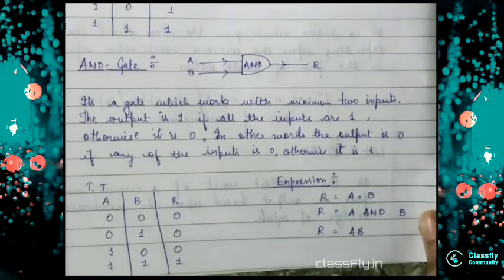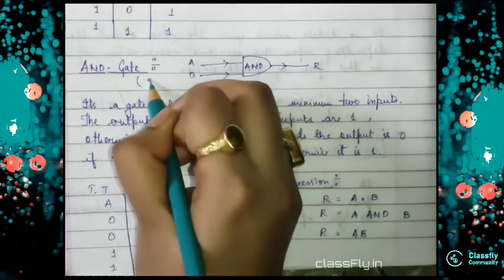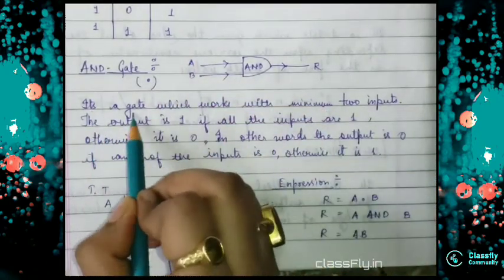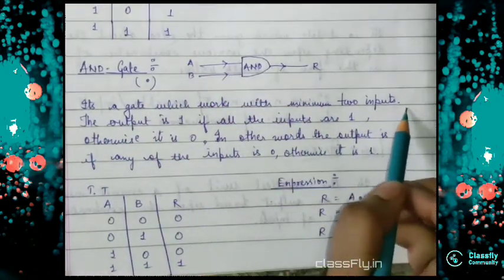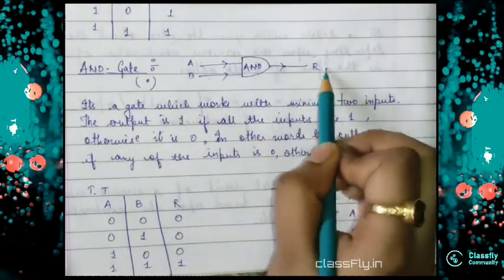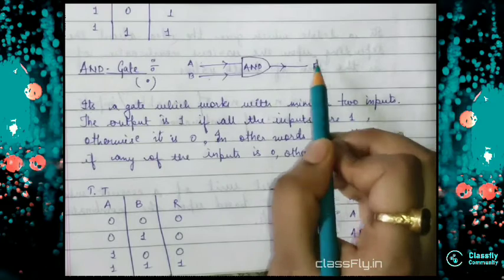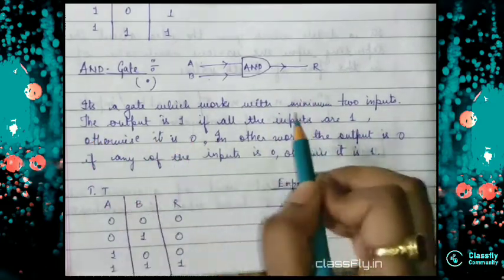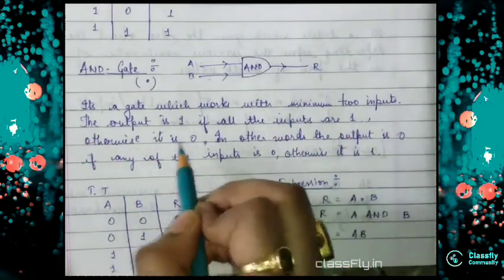Now let's see the AND gate. We know that AND gate means multiplication, right? It's a gate which works with minimum 2 inputs. Here also it is compulsory to have 2 inputs, and it will give us one output. The output is 1 if all the inputs are 1, otherwise it is 0.